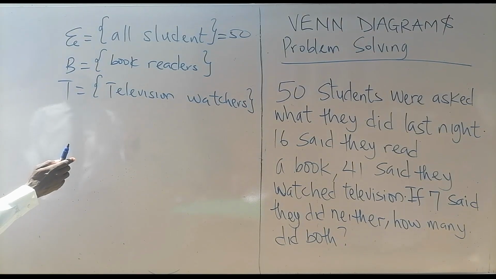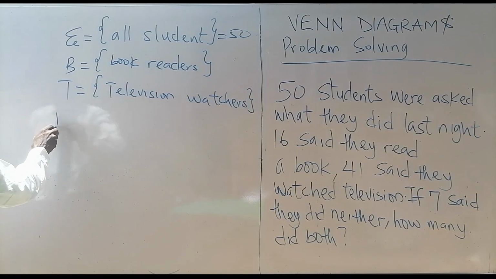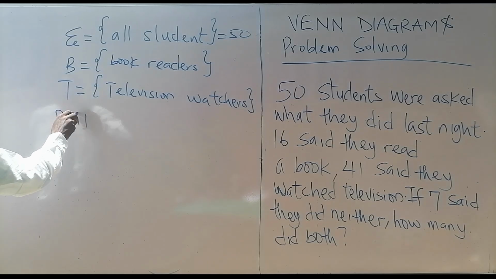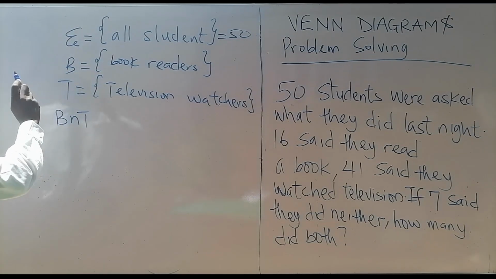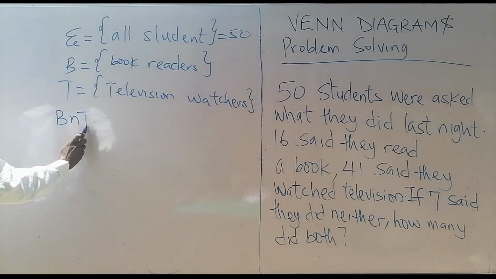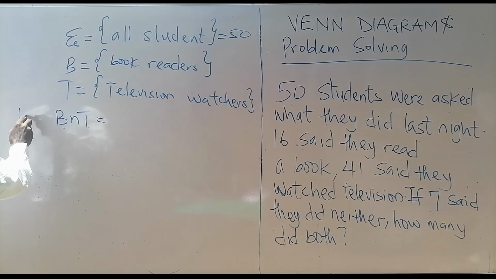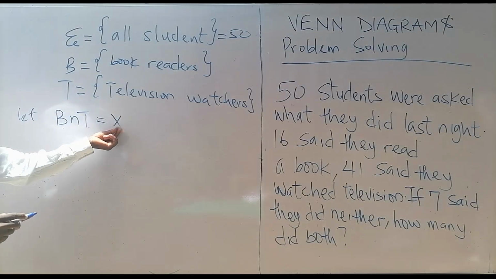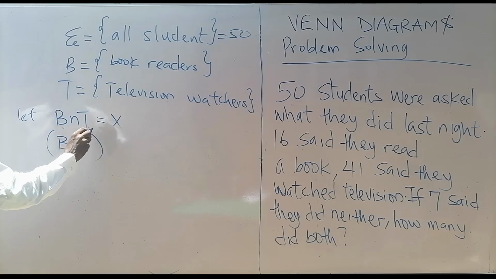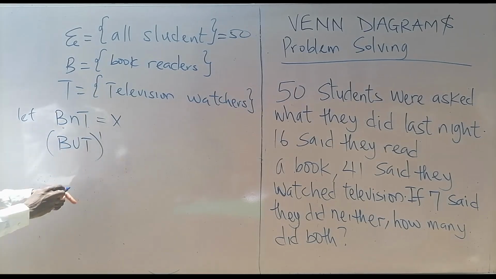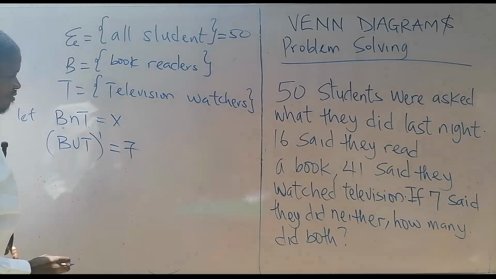The next thing to do: we are told that 7 did neither. So what will be the notation? And we are being told to find how many did both. That's the intersection. Let's call that one unknown, with this symbol X. Those that did nothing, that's B union T complement, we have as 7.